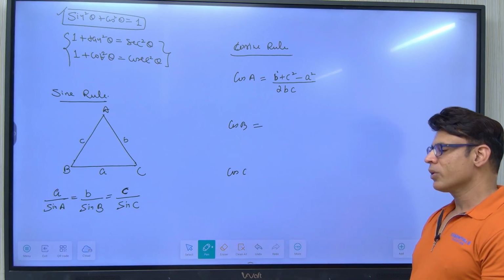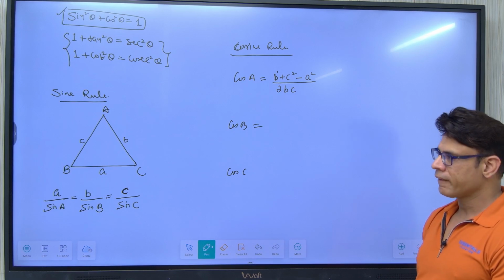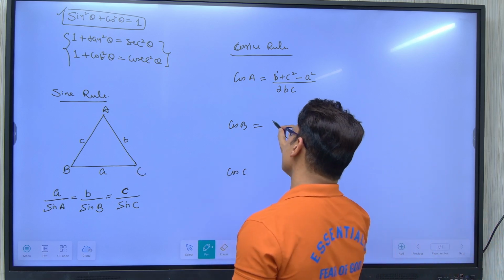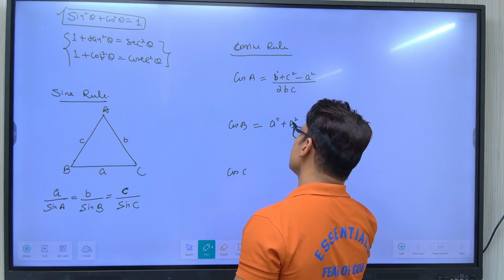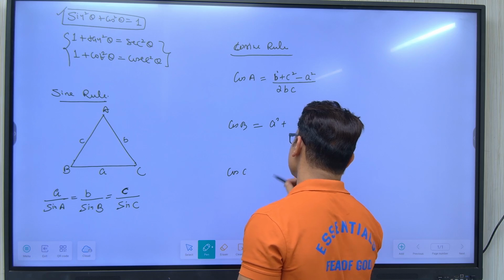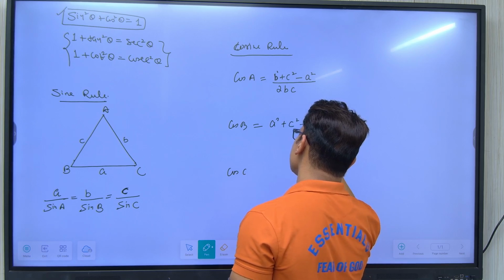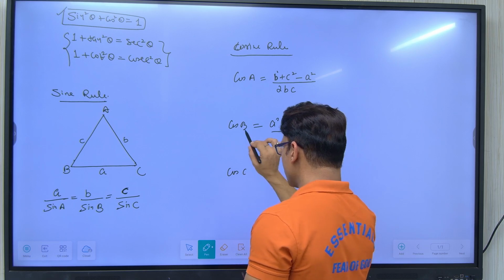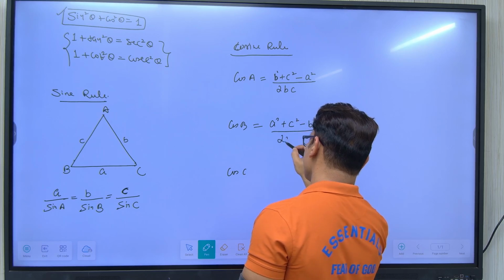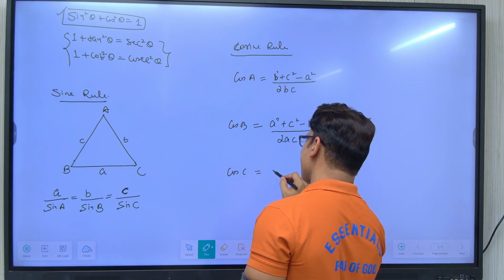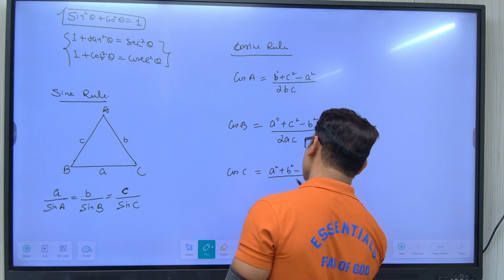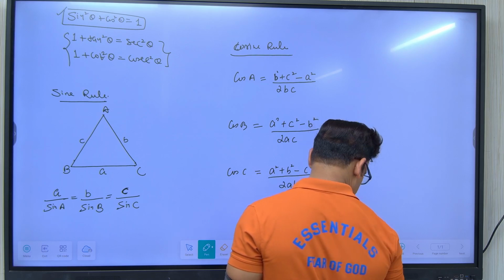If I have to find out cos of angle B, so what is cos of angle B? A square plus C square minus, मतलब जो एंगल ले रहे हो माइनस b square वहां पर हो जाएगा, राइट, and divide by twice of ये दोनों वाले. And this is a square plus b square minus c square over twice of ab.